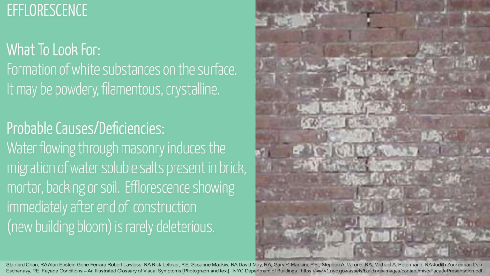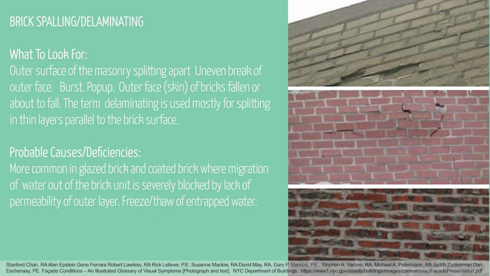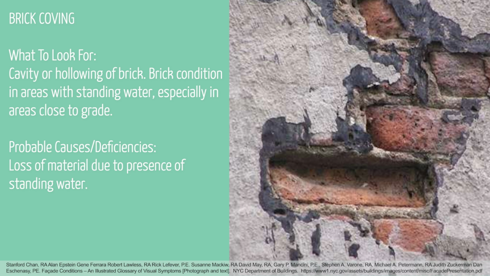We're going to start with some issues that can happen with masonry, which is laid in and bound by mortar. This is a formation of white substances on the surface, which can be a result of water flowing through masonry. It's called efflorescence. Here is an example of the outer surface of the masonry splitting apart because the migration of water out of the brick is severely blocked. This is a case of brick coving, where there is a hollowing of the brick due to standing water.